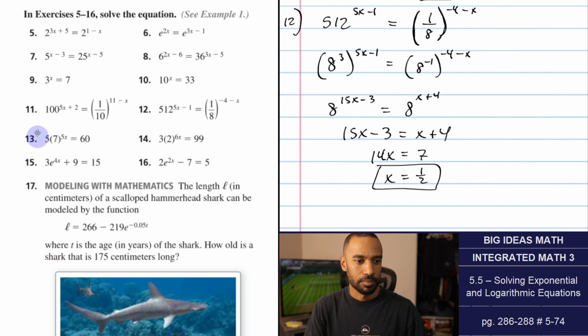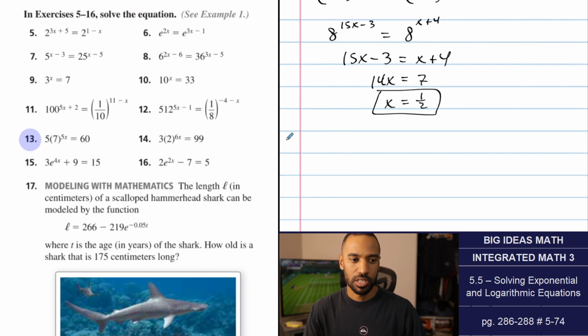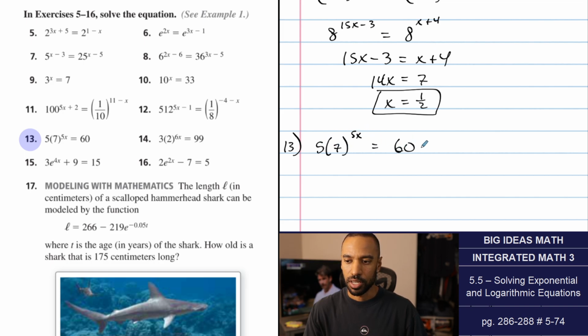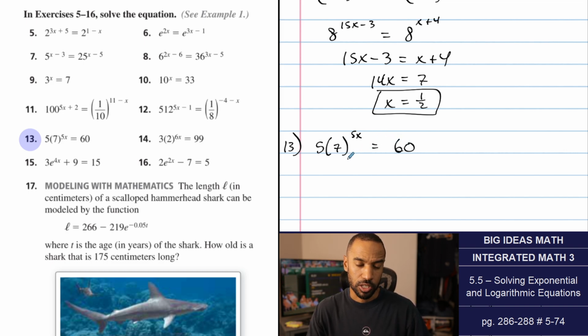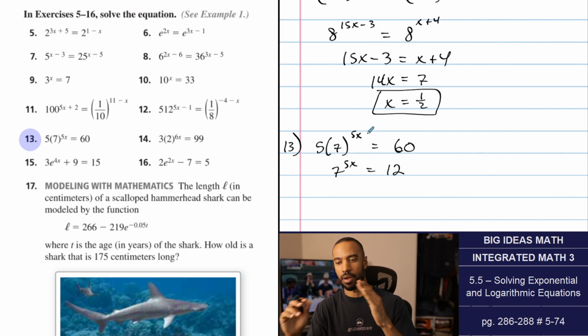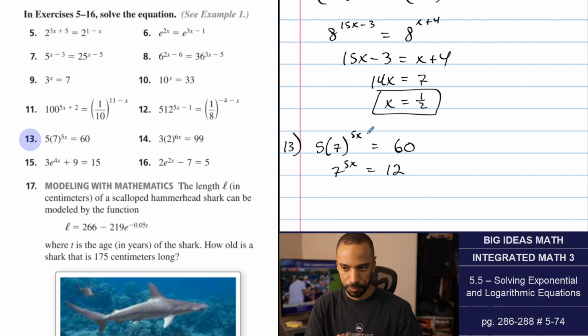Number 13. We have 5 times 7 to the 5x power equals 60. Now, in cases like these, first of all, I got to divide both sides by 5. And you get 7 to the 5x equals 12. Remember, 5 can't multiply by 7. 7's being raised to that power. I got to solve for x.